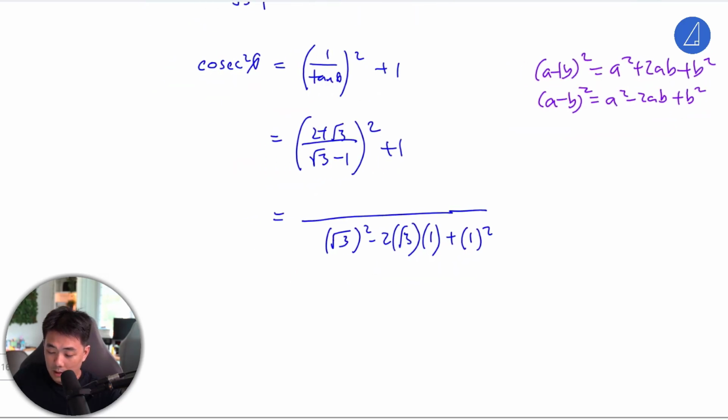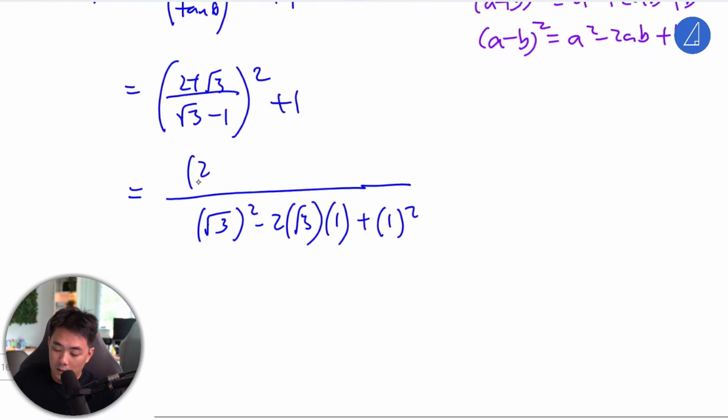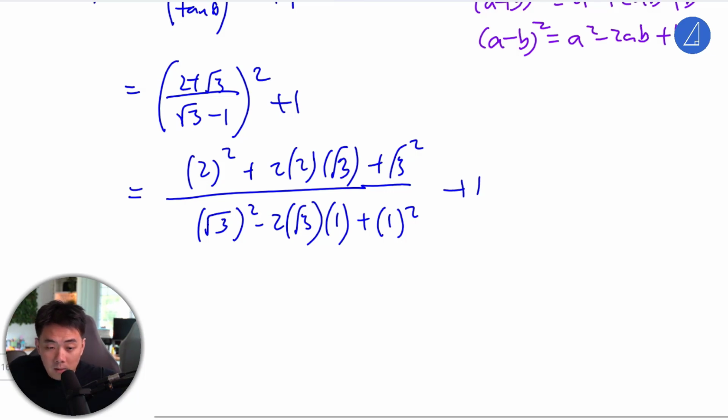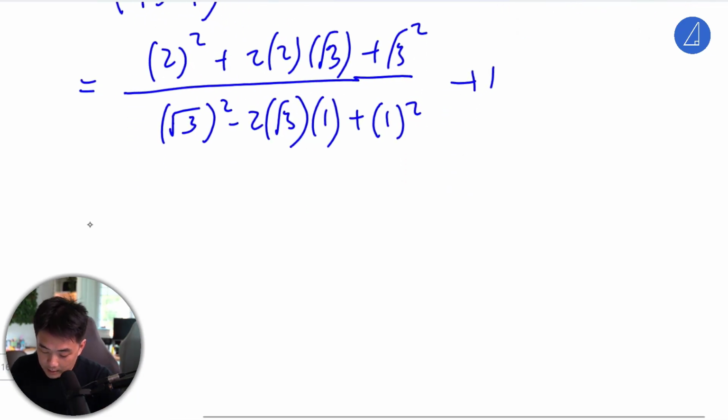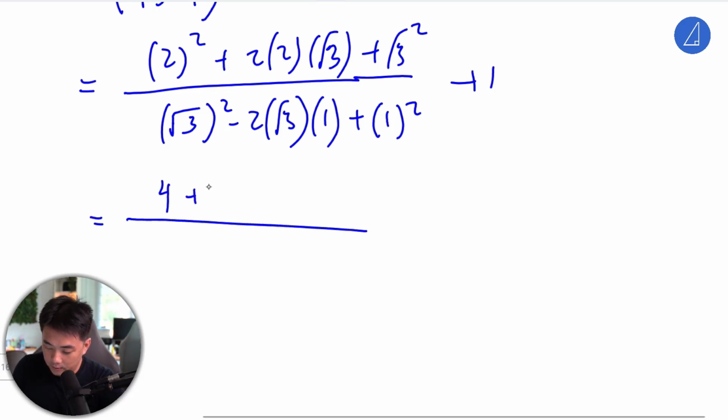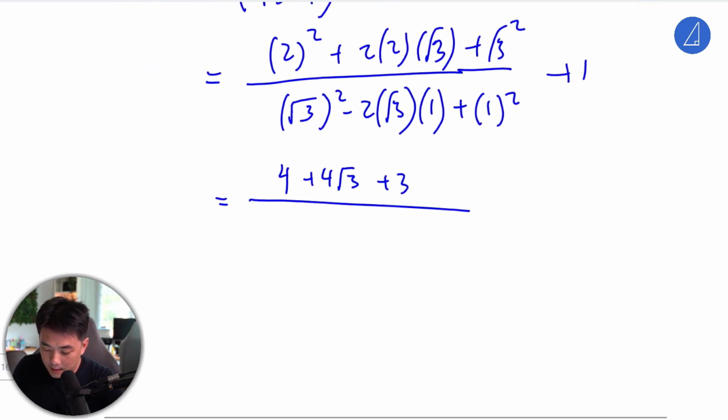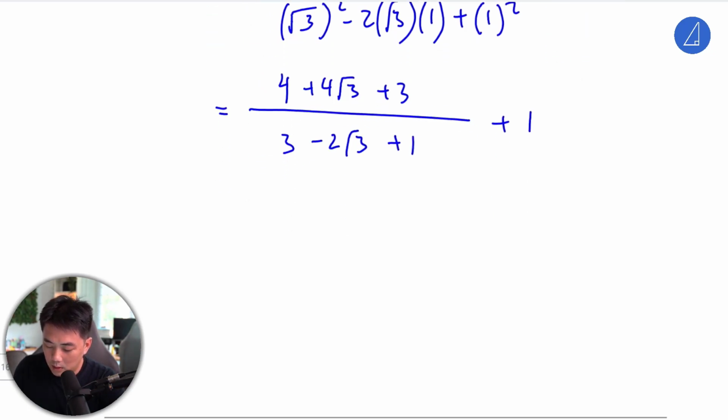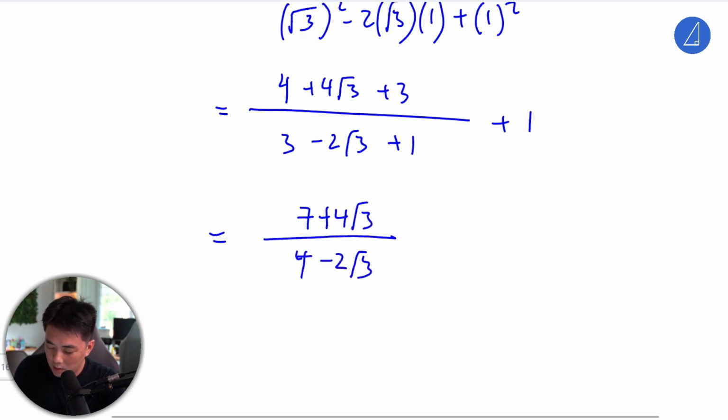Okay, so in this case we'll get 2 square plus 2ab plus root 3 square plus 1. Simplifying it, 2 square is 4, 2 times 2 is 4, so plus 4 root 3. Root 3 square is 3, so there's root 3 there. Then this is 3 minus 2 root 3 plus 1 plus 1. So ultimately 4 plus 3 will be 7 plus 4 root 3, over 4 minus 2 root 3 plus 1.